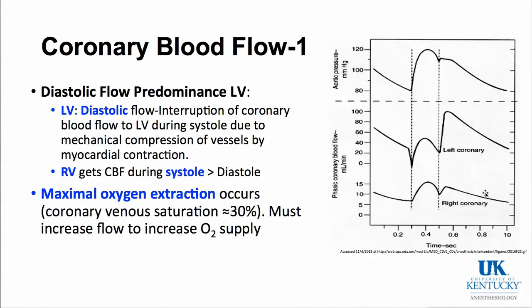Maximal oxygen extraction is occurring from the blood that is supplied to the heart. In fact, the coronary venous oxygen saturation is only 30%, which means that if we need more oxygen to the heart, we cannot increase extraction from the blood that is already supplied to it, because maximal extraction is already occurring, but we have to increase flow to increase oxygen supply.